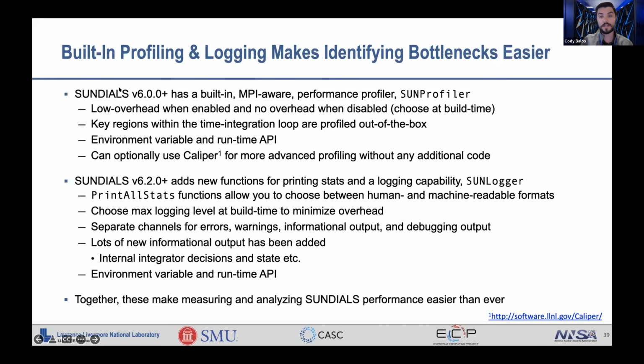Optionally, for more advanced profiling, you can substitute Caliper underneath this. I'll show that in a minute. It's just as simple as a couple of build time options that you have to set, and then you can use Caliper. In Sundials 6.2.0, which we released just a couple of weeks ago, we've also added some new functions for printing statistics out from the integrators, and also a logging capability under the SunLogger API. The print all stats functions allow you to choose between human and machine readable formats. So you can print out to machine readable and then use scripts to parse these statistics.